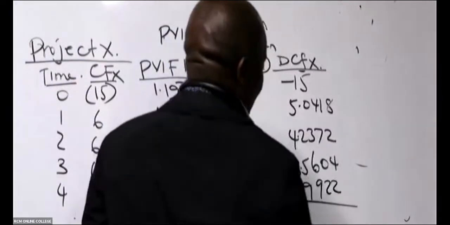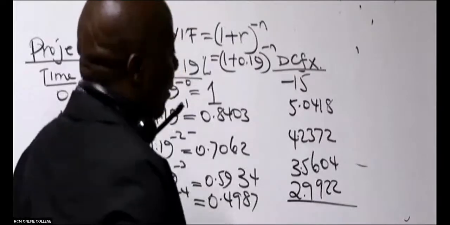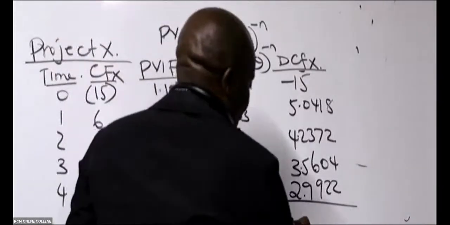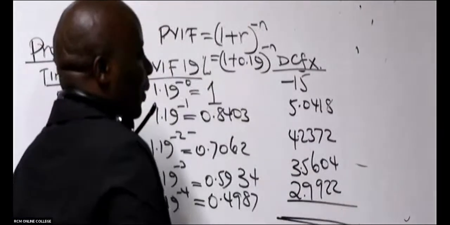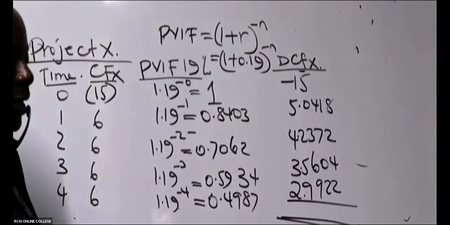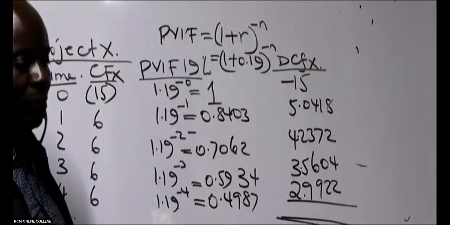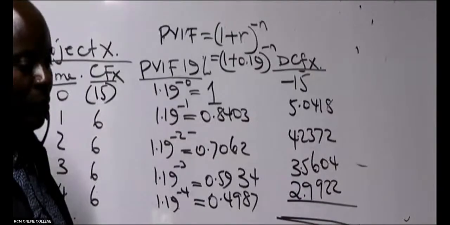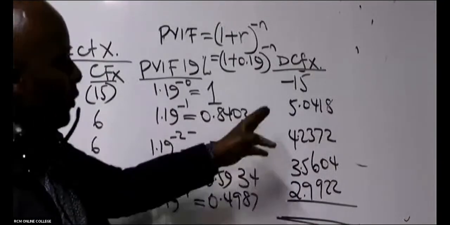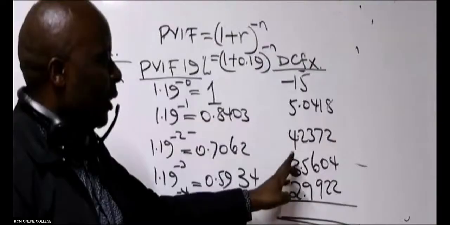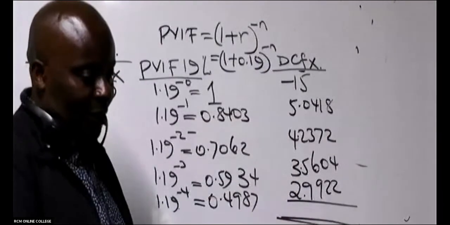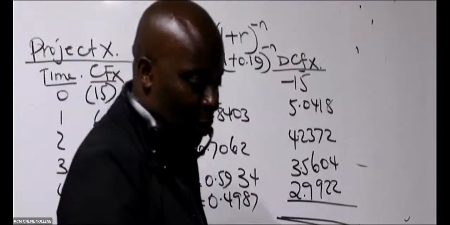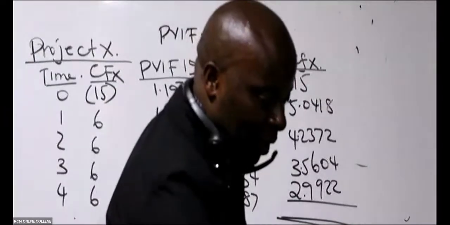I've seen your questions; I'll be able to address all of them. Now from there, give us the total discounted cash flows. Add them: minus 15 plus this, plus this, plus this, plus this. Which question are we doing? We have a question in our handout here.